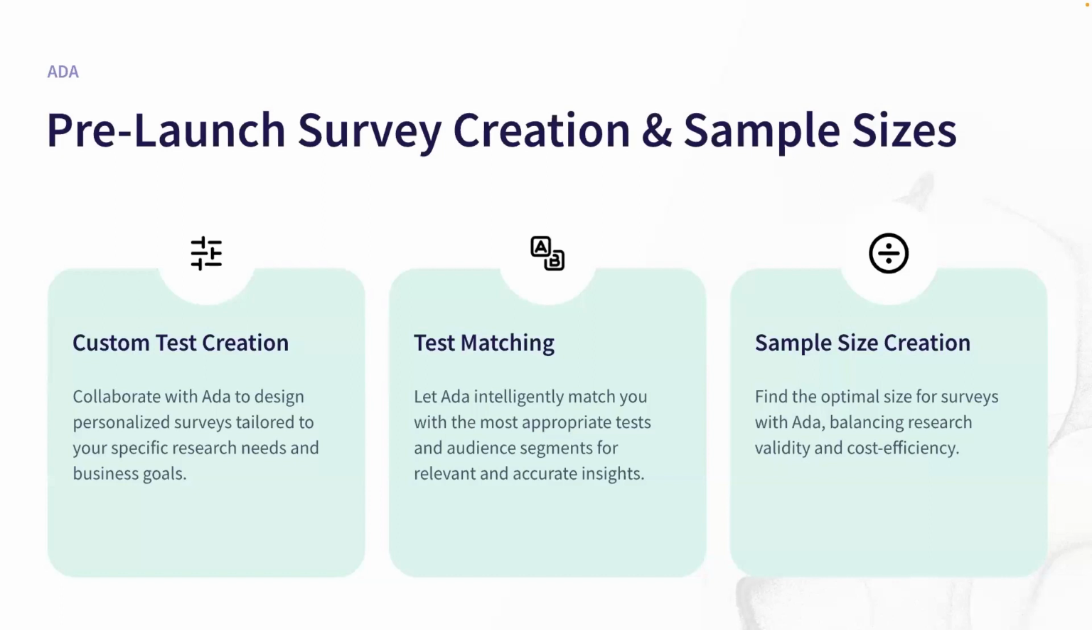The second would be test matching. This is where you might have a better idea of what you want. You might want something that's more standard within the industry, or you might have a more specific goal. Or rather than just starting from scratch with Ada, you'd rather find a specific test. So we also go through an example in the demo of somebody who's looking for the optimal price for a product and is matched with a test.